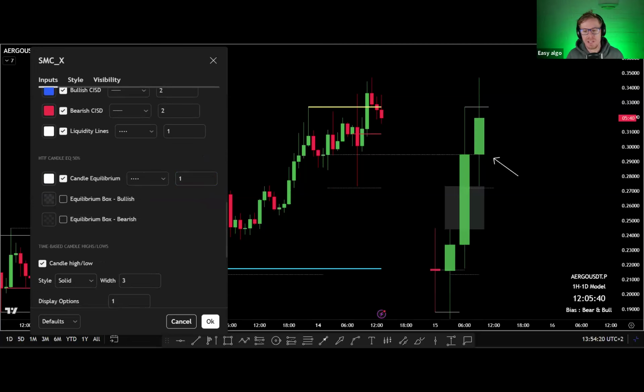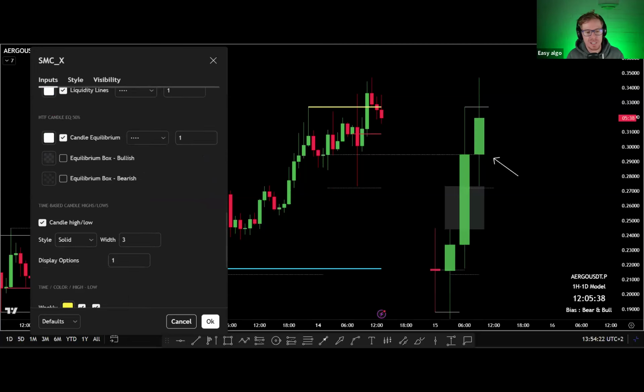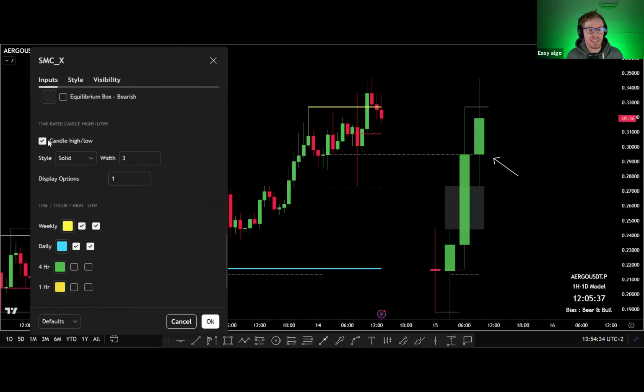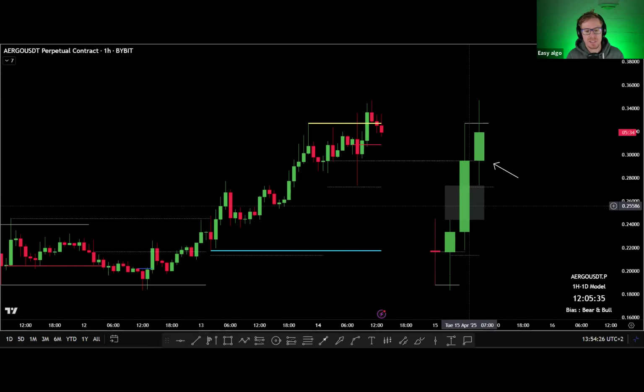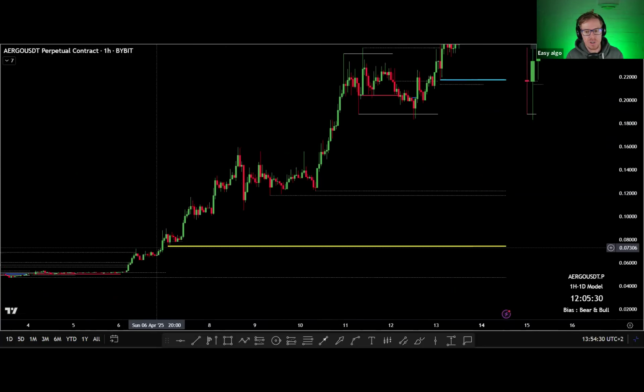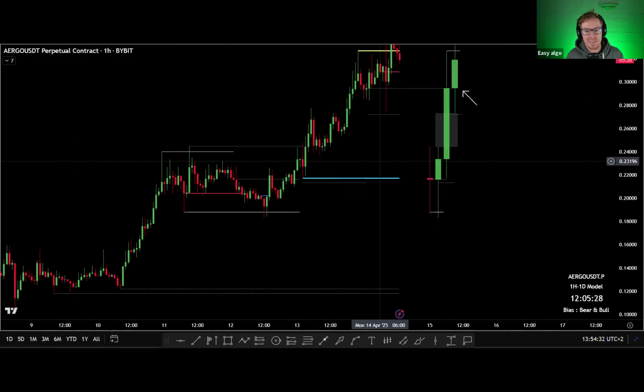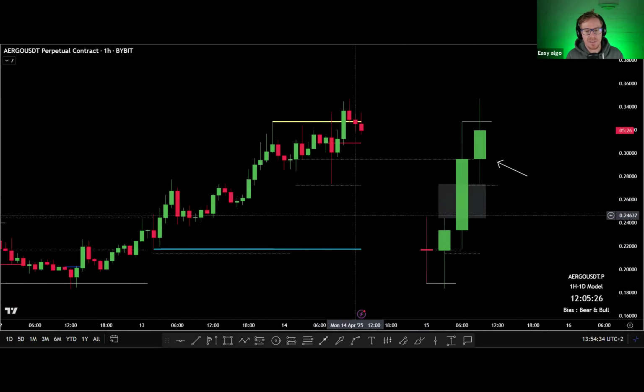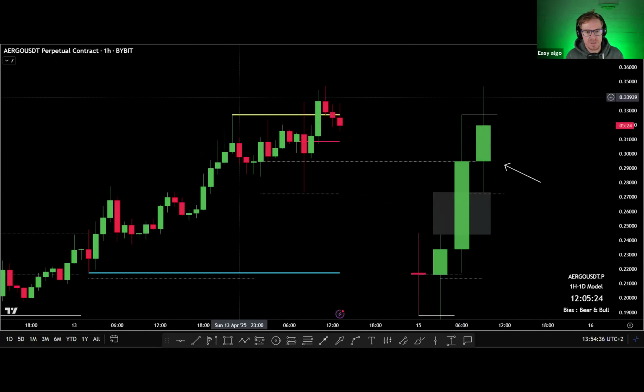The tool just really makes it so much easier. Then over here, we've got the candle high and lows. And as you can see, we've got the weekly down here. So this is the weekly low, the previous week low. And then this is the previous week high. You can see over here.